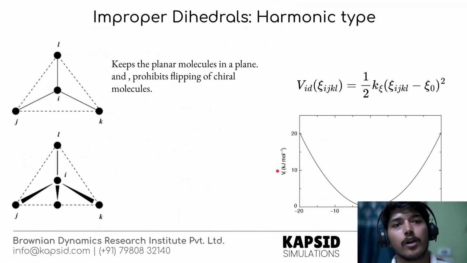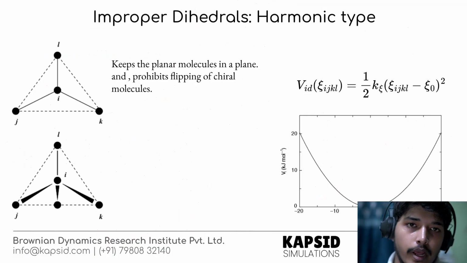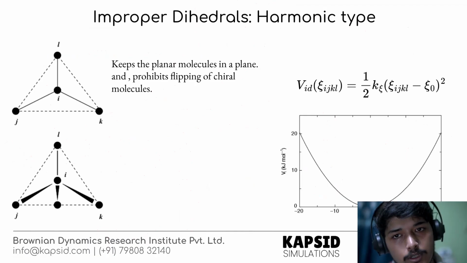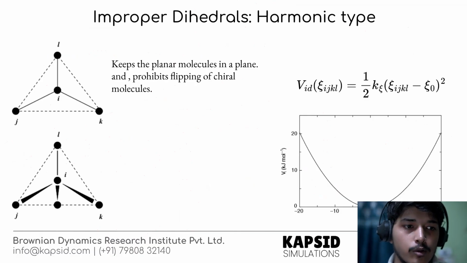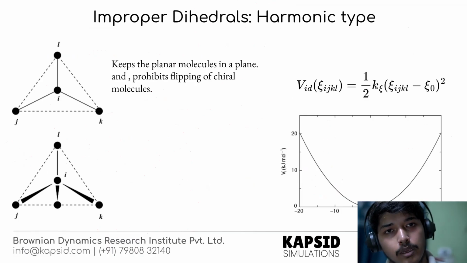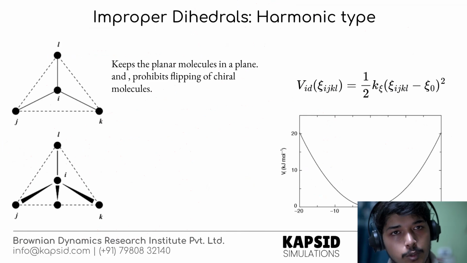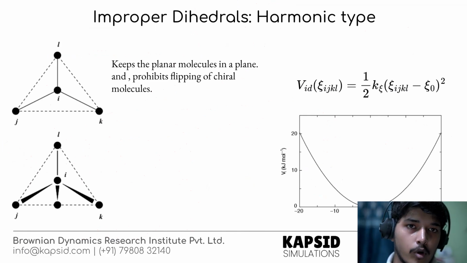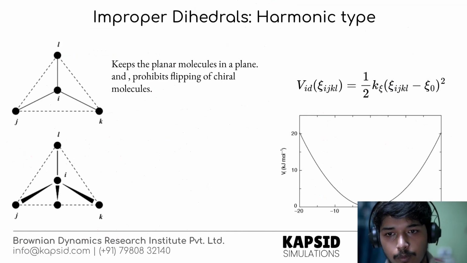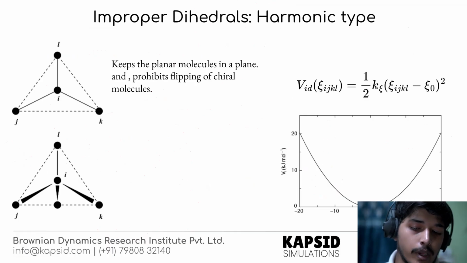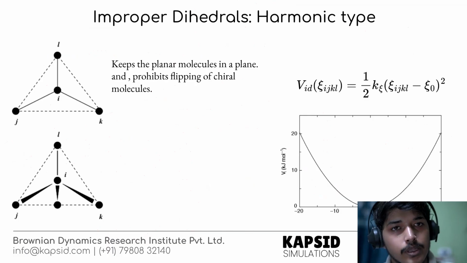Lastly, coming to the improper dihedrals. So improper dihedrals have two jobs. Firstly, to keep planar molecules planar. So planar molecules could be 6-membered rings like benzene ring or stuff like that, or we could use this potential to keep chiral molecules, we can stop chiral molecules from flipping over and becoming their mirror image.